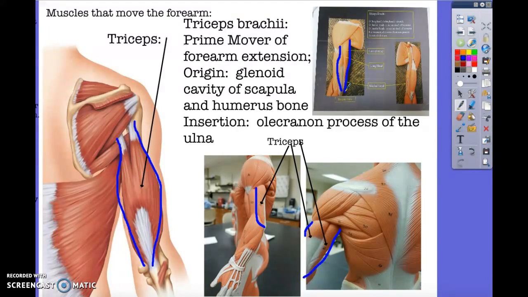So, we just flexed our forearm with our biceps. Now we're going to extend our forearm with our triceps. Where does it originate? On the glenoid cavity of the scapula and the humerus bone. And where does it insert? On the olecranon process of the ulna. We see that happening right here.